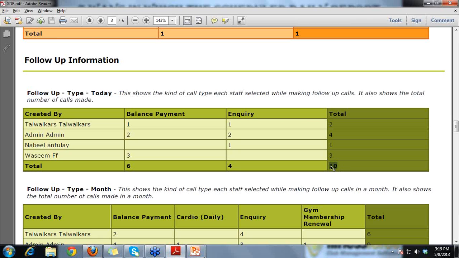Out of the 10 follow-ups done, 6 follow-ups were done for the balance payment and 4 follow-ups were done for inquiry. And it also gives you an employee-wise bifurcation of how many follow-ups were done by each of your employees. For example, Wasim did 3 follow-ups for balance payment, Nabil did 1 follow-up for inquiry, and similarly you can see the other 2 employees and their follow-up details there. Now this is the follow-up done for the day.